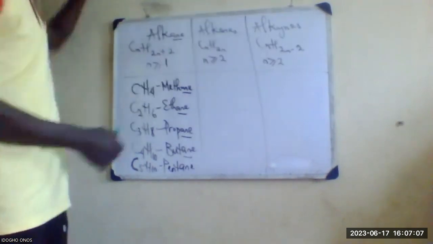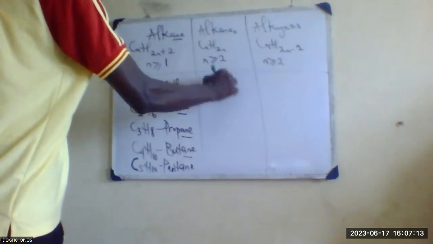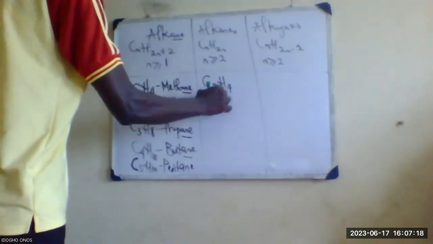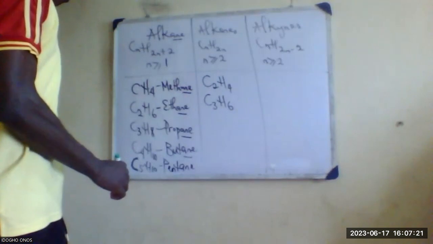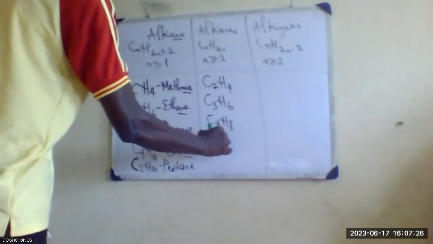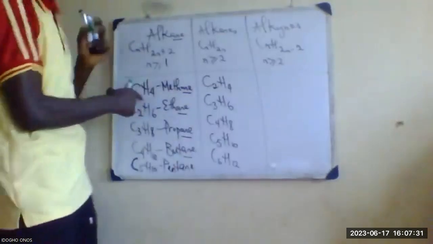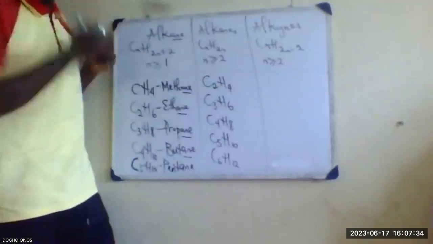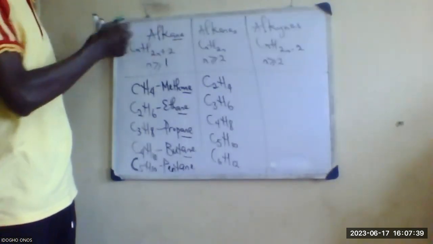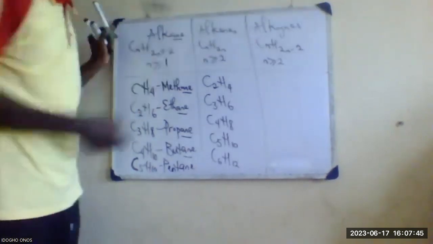Now on coming to alkenes, my N is 2. I start with C2H4. Coming back with C3, 3 times 2 is 6, C3H6. Then C4H8, C5H10, C6H12. The same rule is applicable here: carbon is increasing by 1, hydrogen by 2. So the fact that successive members differ by CH2 is not only applicable to alkanes, it is applicable to all homologous series.